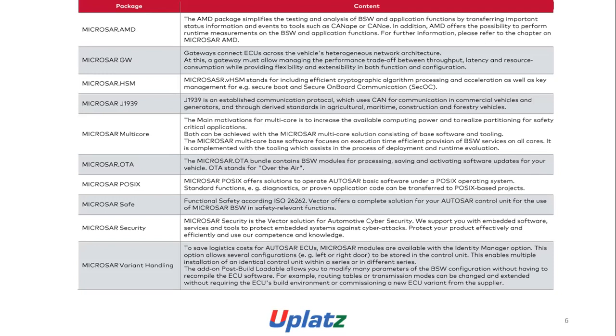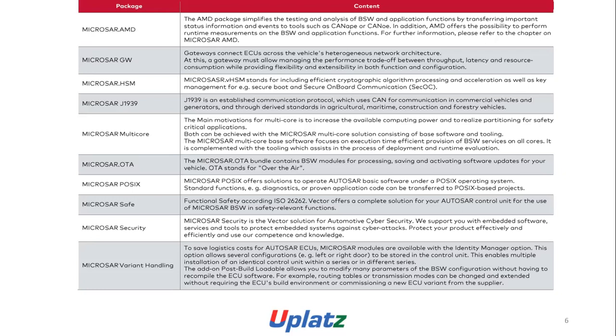MICROSAR HSM, MICROSAR VHSM stands for efficient cryptographic algorithm processing and acceleration, as well as key management, for example for secure boot and secure onboard communication, SecOC. MICROSAR J1939 is a higher-layer communication protocol, which uses CAN for communication in commercial vehicles and generators, and in two derived standards in agriculture, maritime, construction, and forestry vehicles.